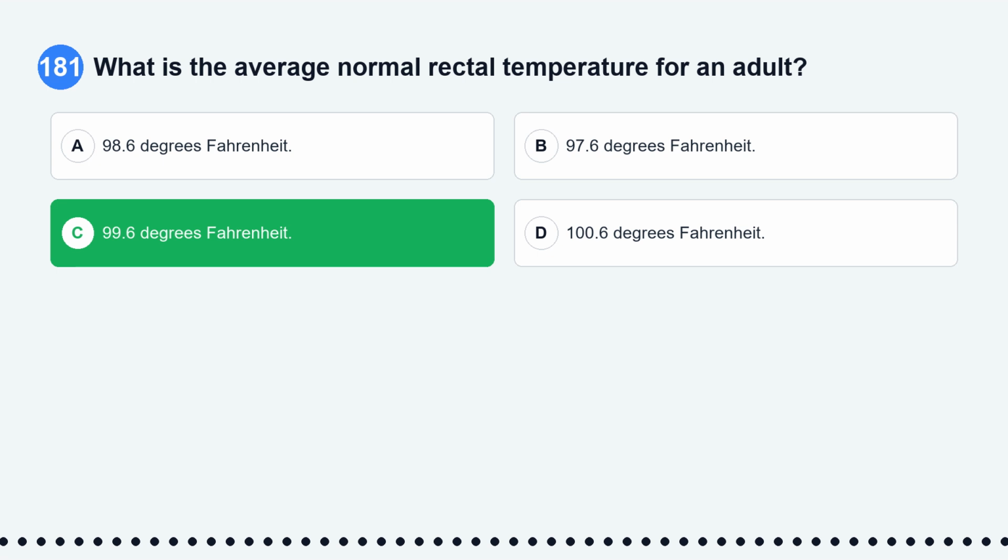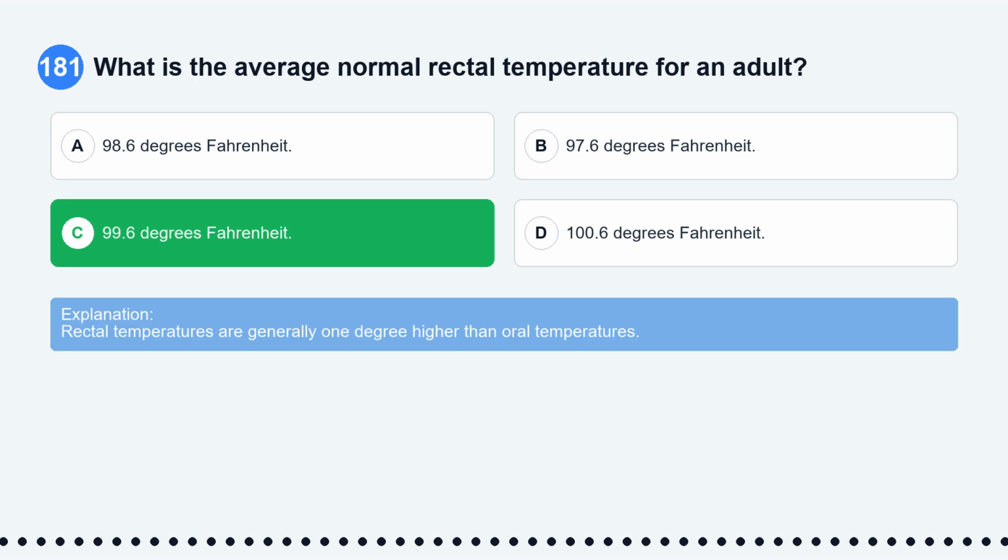The correct answer is option C, 99.6 degrees Fahrenheit. Rectal temperatures are generally 1 degree higher than oral temperatures.